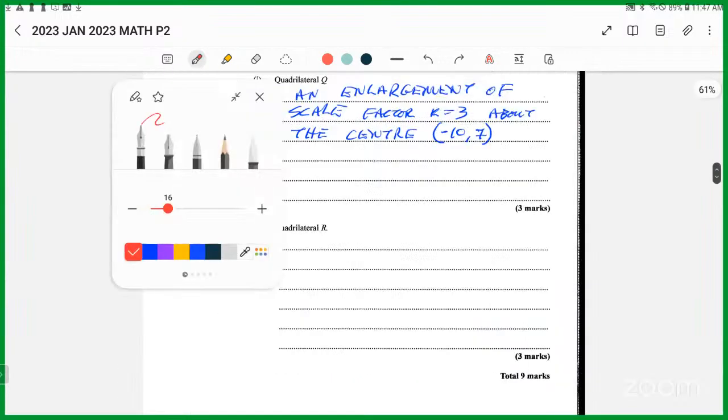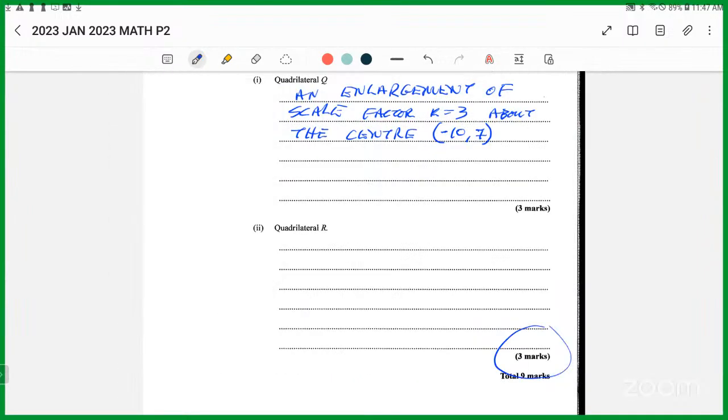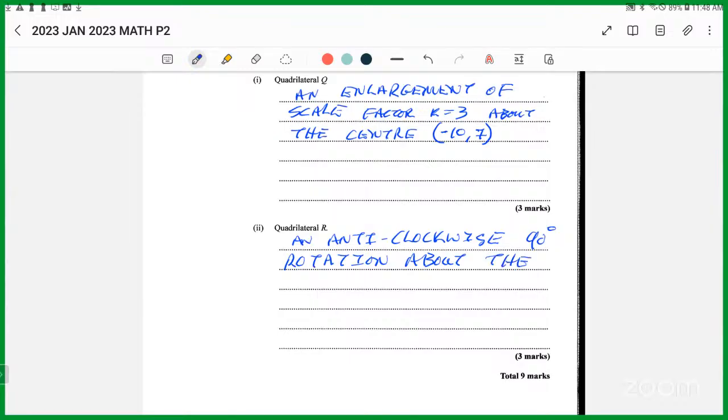3 marks for it. That's what it is. So it's an anti-clockwise 90-degree rotation about the point (-4, 2).